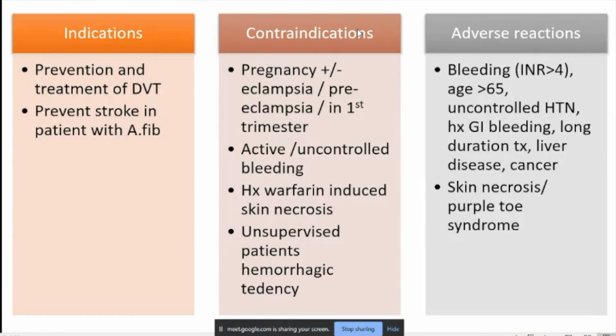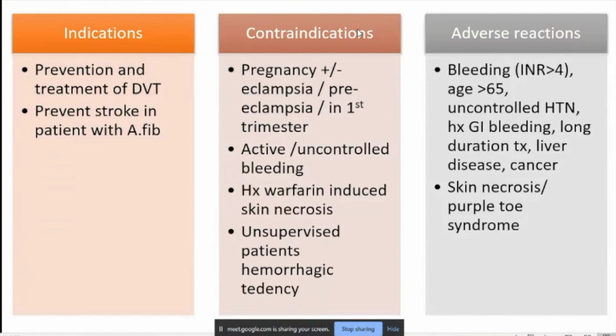There are other contraindications as well, like surgery involving a large open space, or if the patient has a hemorrhagic tendency. There are a lot of other contraindications, but at least these are the important ones we have to know. Now let's have a look at the adverse drug reactions.